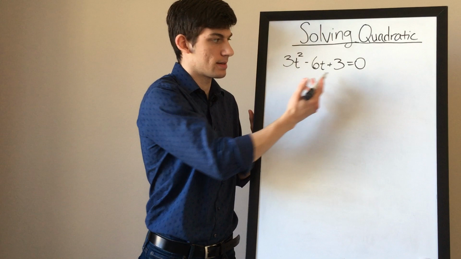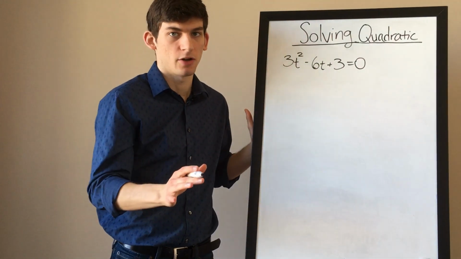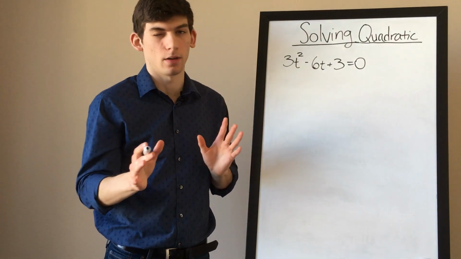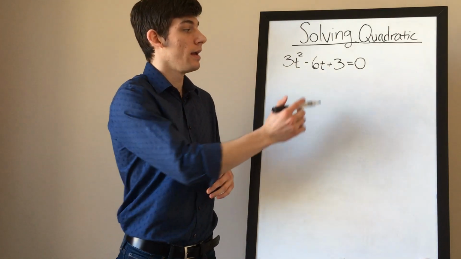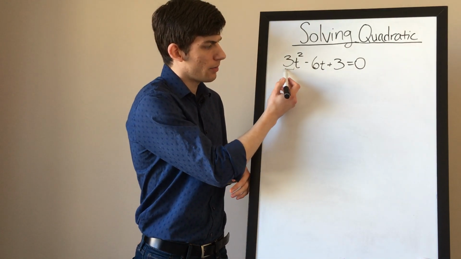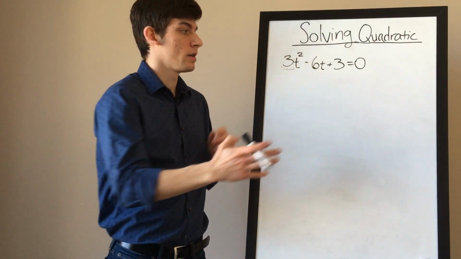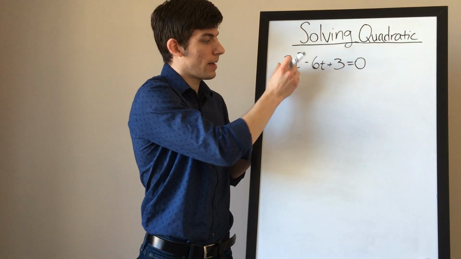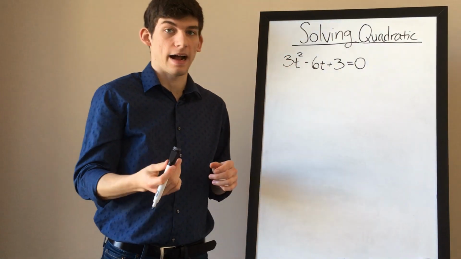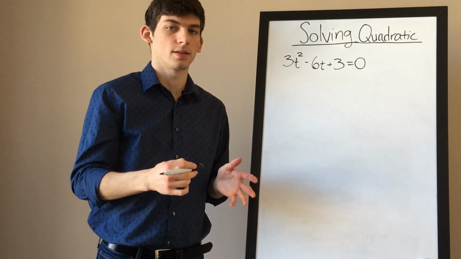First of all, we see that it's t instead of x. Again, don't be fazed by that. Totally fine. You can use any variable. Doesn't matter. You treat it the same. Secondly, we notice that this coefficient up here isn't 1. So right off the bat, this might actually be a little bit harder to factor than our previous problem.